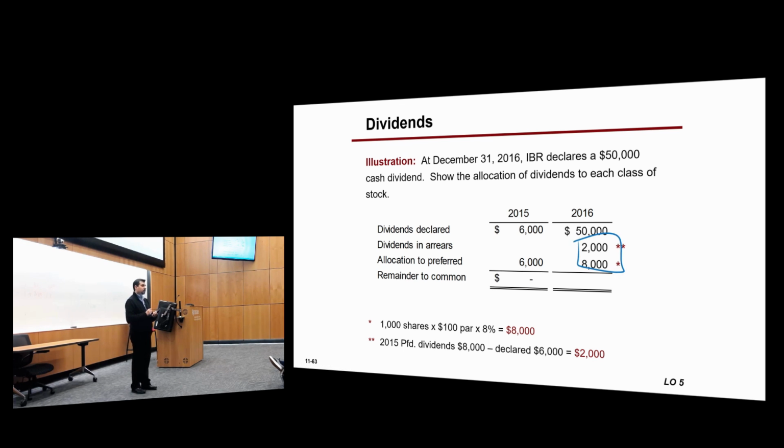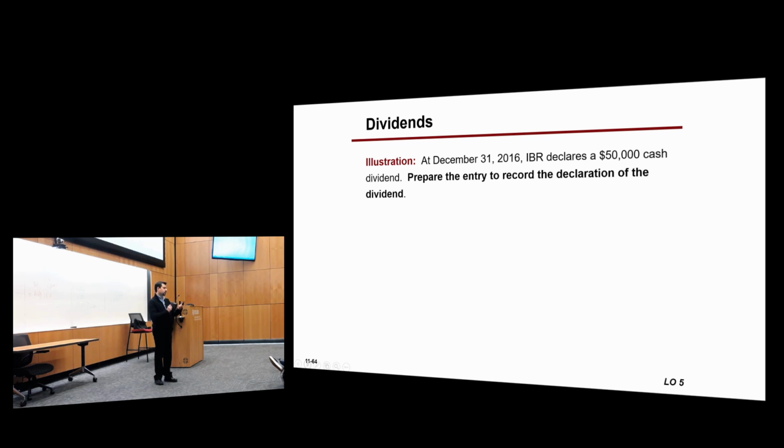So that's 10,000 for the preferred. This is the preferred stock. The difference between that amount and 50,000 is 40,000. This is the amount that will be distributed to common stock. In the first year, 2015, they did not get anything. In 2016, they got 40,000. Just 1 second. This is the last one.